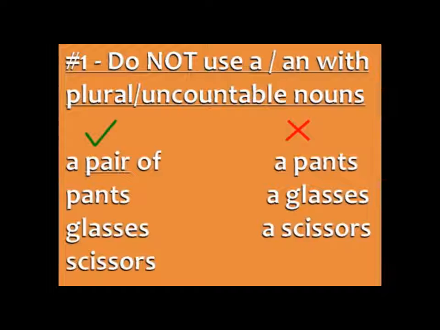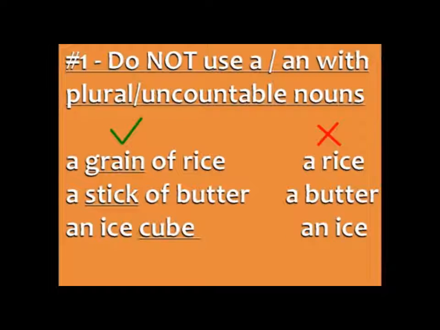Don't say a pants, a glasses, or a scissors. You need to say a pair of pants, a pair of glasses, and a pair of scissors. Rice, butter, and ice are also uncountable, so you can't use the word a, but you can say a grain of rice, a stick of butter, and an ice cube.